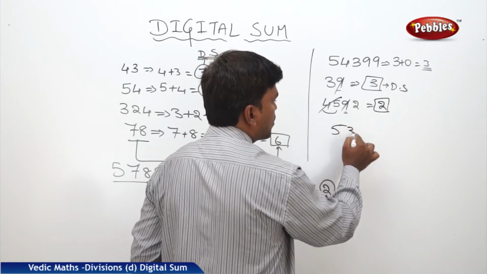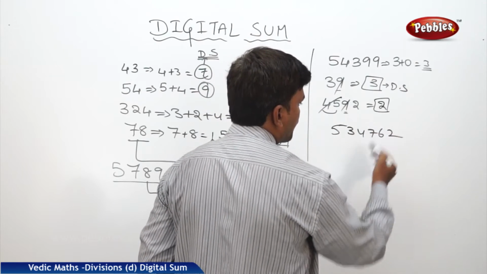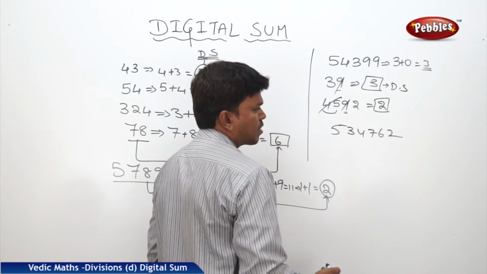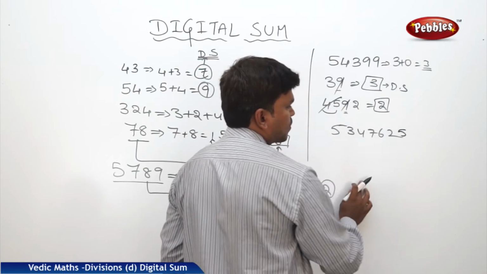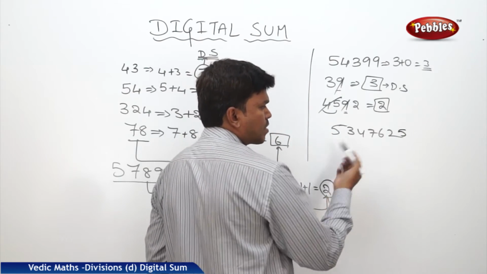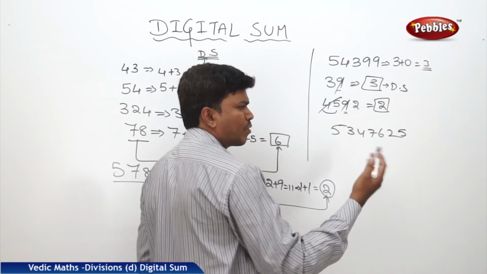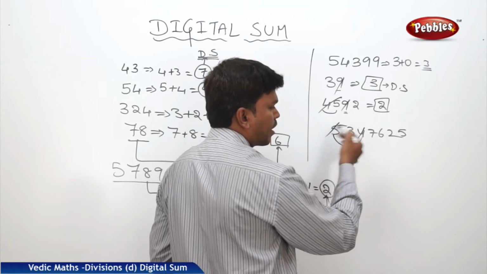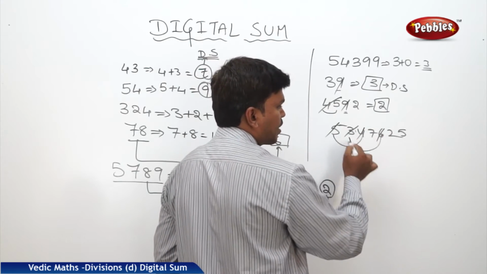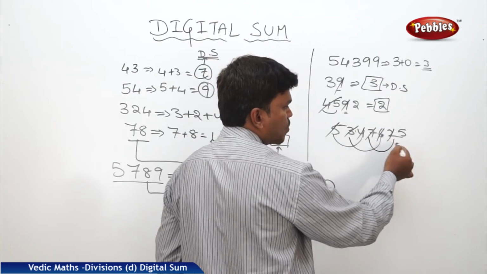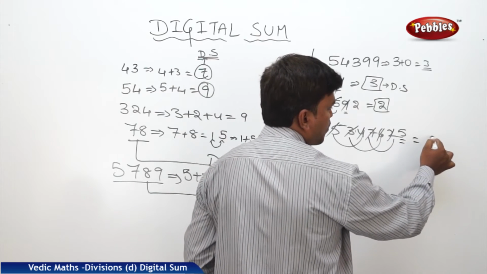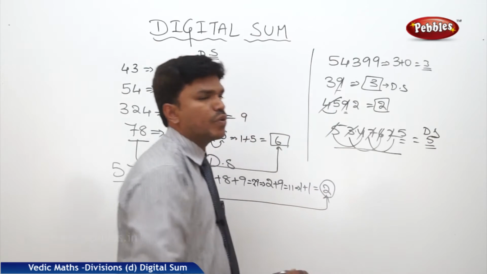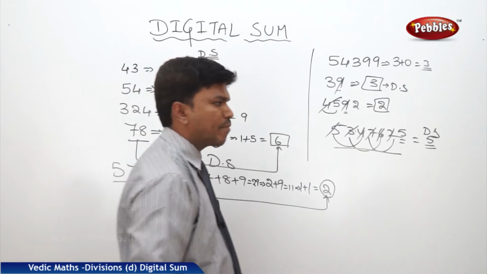Suppose 534762. So I want the digital sum. So simply there are no 9s to ignore, but even though there are digits which are adding up to 9. 5 plus 4, 9, ignore. 3 plus 6, 9, ignore. 7 plus 2, 9, ignore. So what is finally? 5. So my digital sum is how much? 5. Digital sum of 534762 is 5.